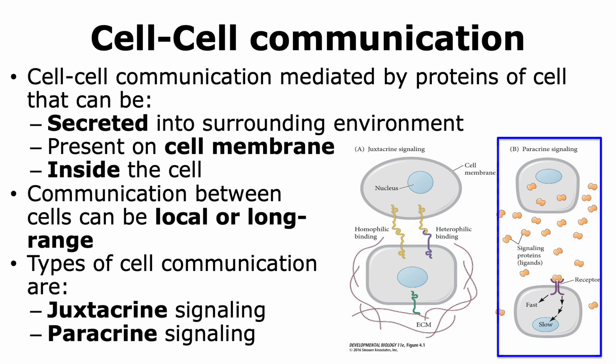Paracrine signaling, on the other hand, uses secreted molecules that can be called paracrine factors. These are usually secreted from one cell, and these paracrine factors are sensed by another cell through the presence of cell surface receptors. We're going to see more details about juxtacrine and paracrine signaling as we go along the chapter.